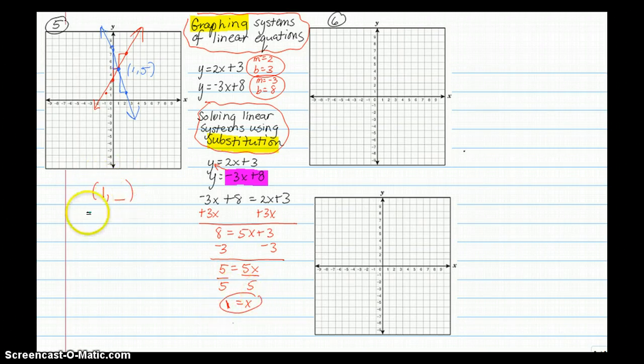Now we need to find y. You can plug into either of the equations. I'm going to go ahead and plug the 1 into the first one. So y equals 2 times x, 2 times 1 plus 3. You're just substituting. y equals 2 plus 3, and y equals 5. Okay, so those are intermediate answers, with our final answer being the point of intersection, which is 1, 5.